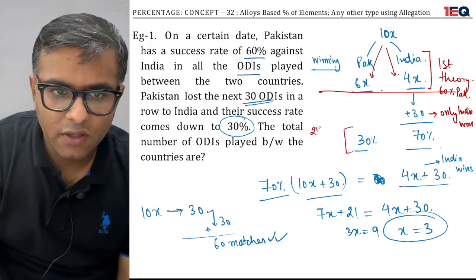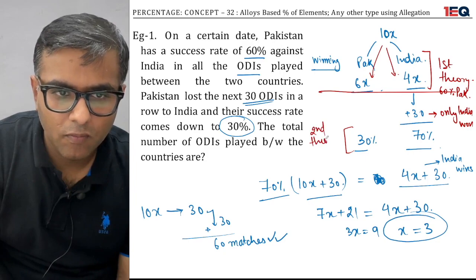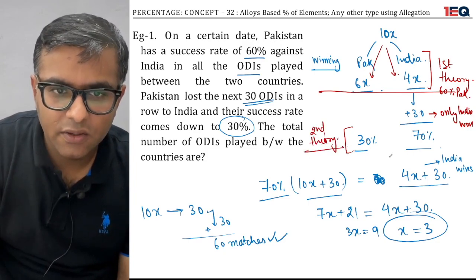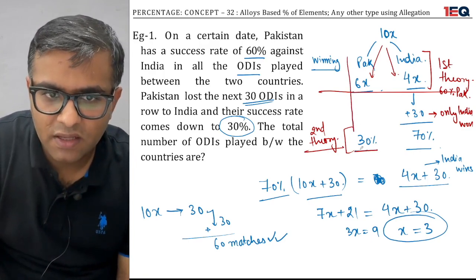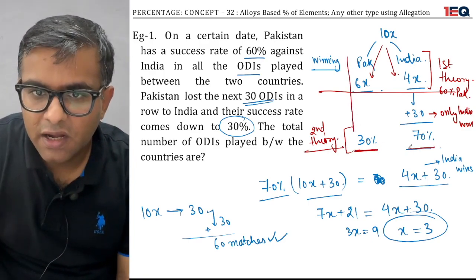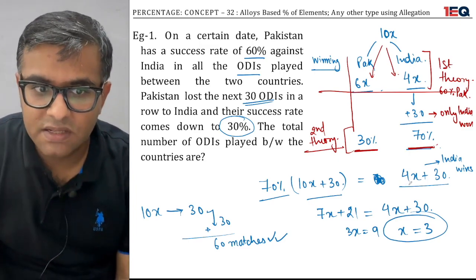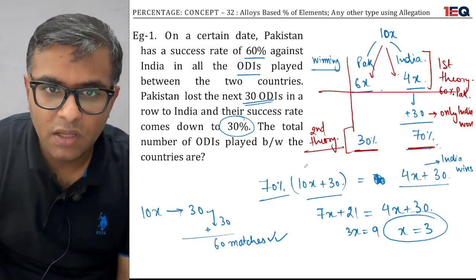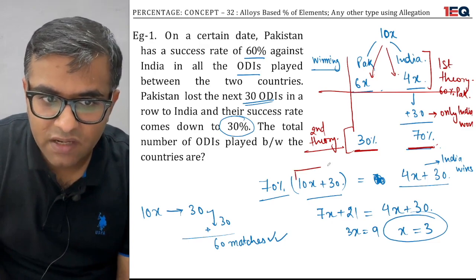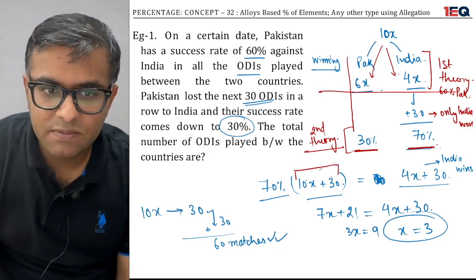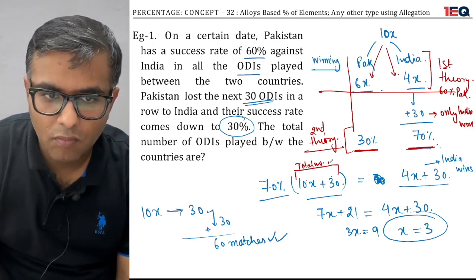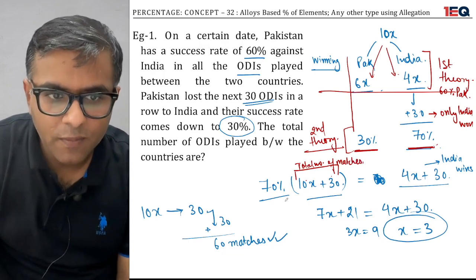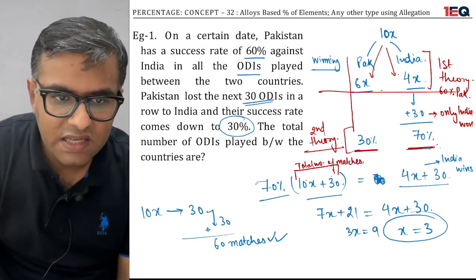This is the second theory. The second theory says that Pakistan would now be winning 30% of the entire matches and India would be winning 70% of the entire matches. When asked by me, what is the value of 70% of the entire matches? So 10x plus 30 is the total number of matches. Okay, what is 70%?